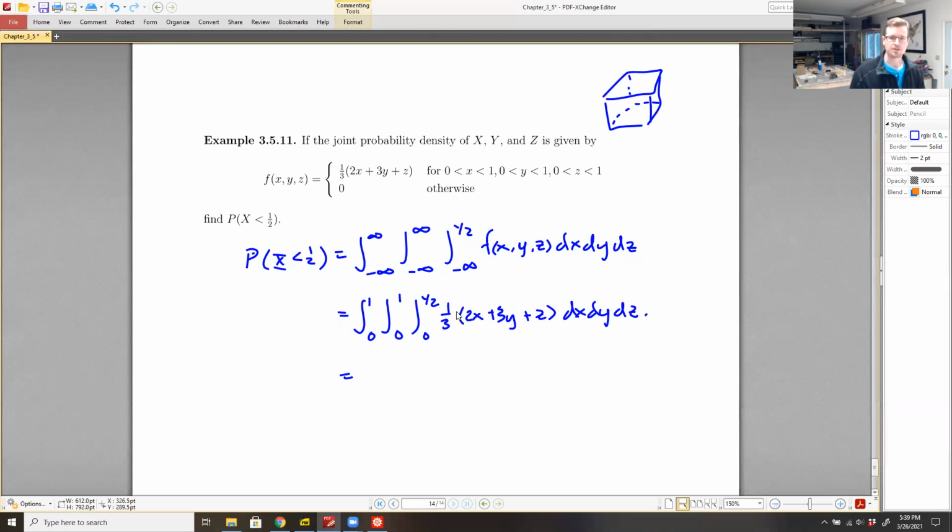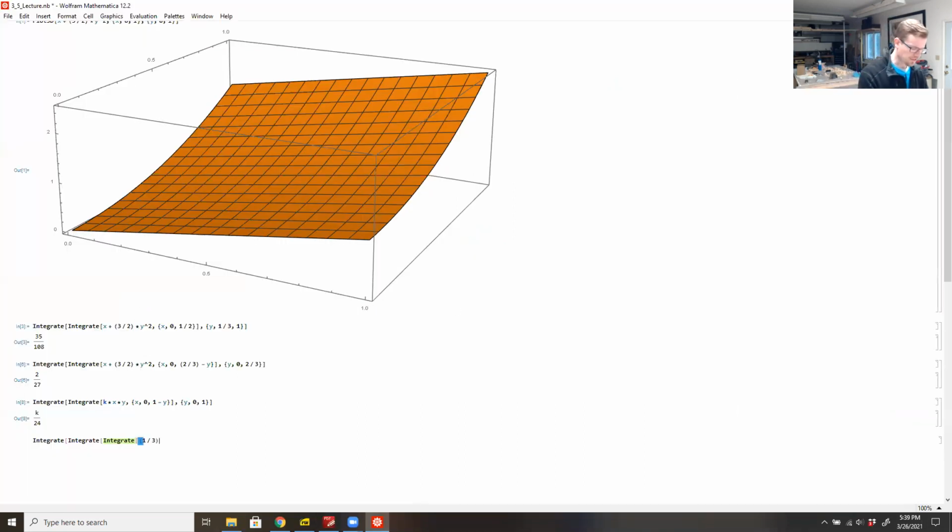My apologies. So we go back to Wolfram Alpha. So 1/3 times, we have 2 times x, plus 3 times y, plus z. There we go. All right. So that is what we are integrating, and our first integration is with respect to x, and we are integrating from 0 to 1/2.